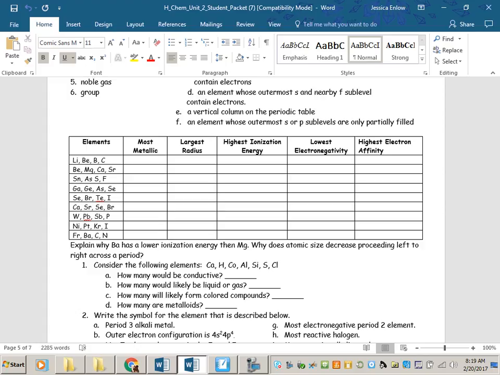So how many elements should really be in here? Two: one that's most metallic, largest radius, and lowest electronegativity, and then another one that's these two. There are 4 to choose from. You will not be using all 4. There are 4 here, but you won't be writing them all.